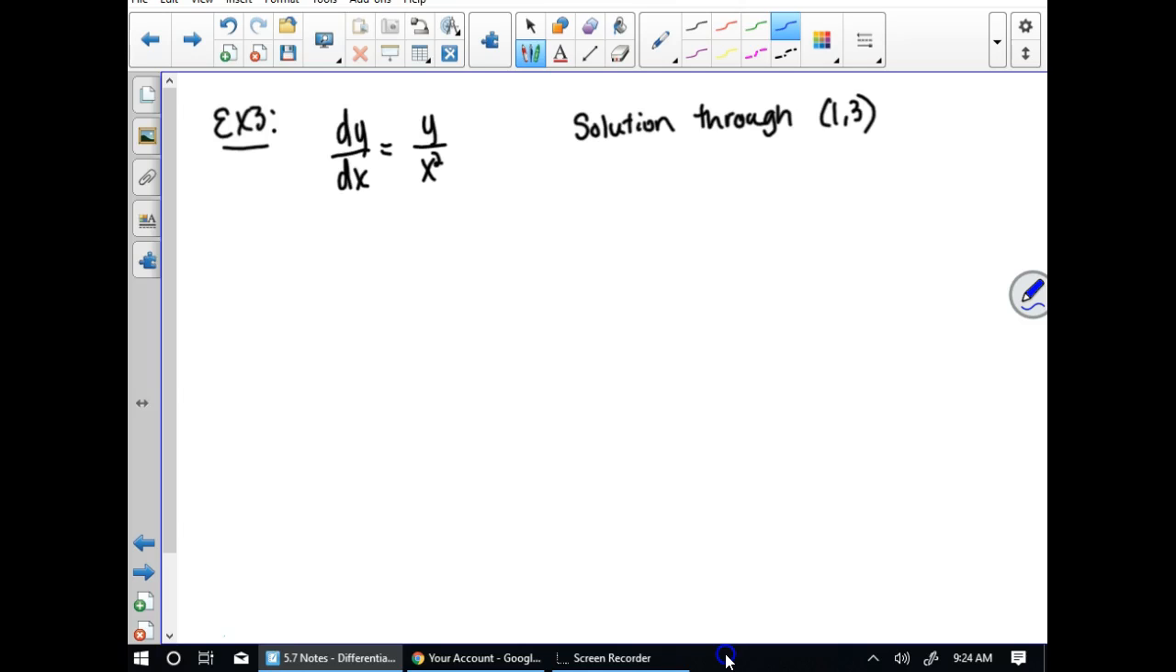So for here we'll have to multiply by dx. So we get dy equals y over x squared dx. And then we need to get rid of that y on the left-hand side. So I'll divide by y on both sides, which leaves me with dy over y equals dx over x squared.